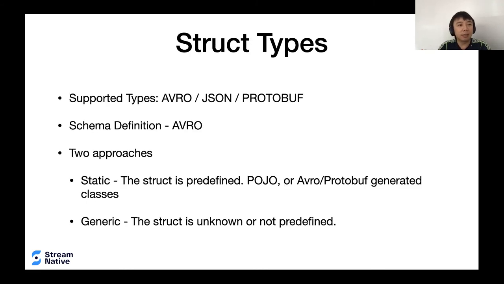Currently Pulsar supports three struct schemas: Avro, JSON, and Protobuf. The schema type defines how Pulsar would serialize and deserialize the data. The schema definition describes the structure, or what fields are in that data. And we use Avro as the specification language for describing the schema.